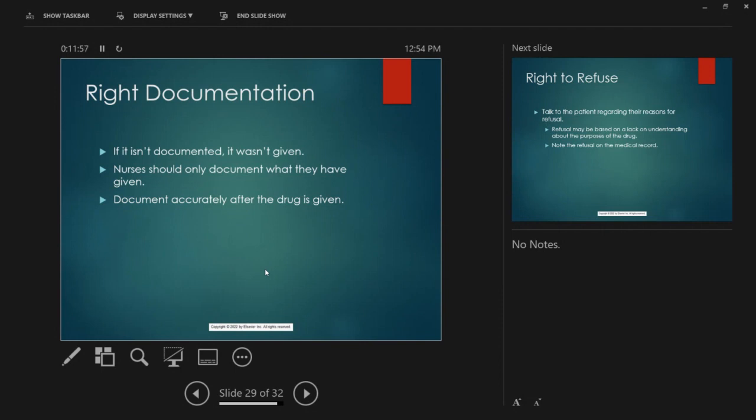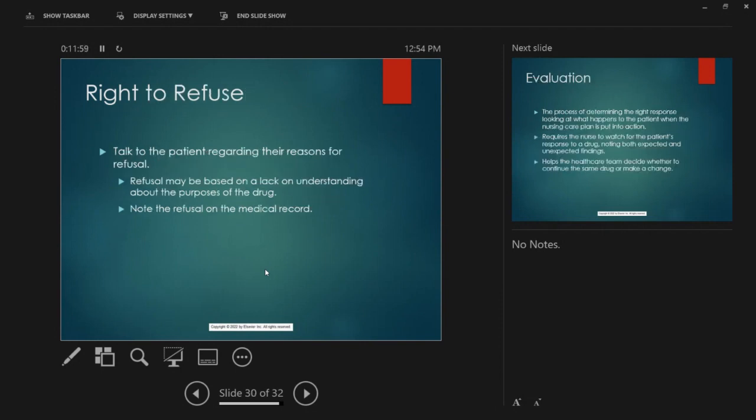Although we do recognize that patients have the right to refuse, it is always important to talk with the patient regarding his or her reasons for refusal. Remember, first listen, then ask questions, then get your next resource. Call the provider or your charge nurse.